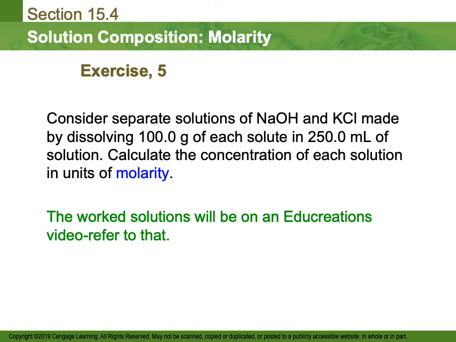But remember, the first thing you need to do is take 100 grams of either NaOH or KCl. It's 2 separate problems. Convert this to moles. Don't forget to convert milliliters to liters, and then take the moles, divide by the liters, and get the concentration. Now, these 2 compounds are going to have different molarities. It's the same mass, but remember, the molar mass for these is going to be different, so they'll each be a different number of moles.